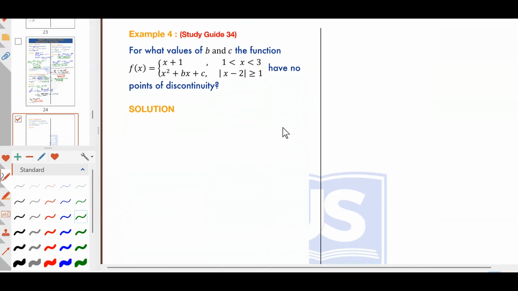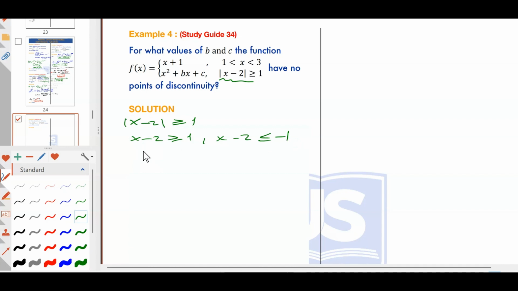So how are we going to solve this? First of all, as you can see, there's an absolute value. We should get rid of that absolute value first. How do you get rid of it? If the absolute value of x minus 2 is greater than or equal to 1, then the inside is either greater than or equal to 1 or less than or equal to negative 1. You switch the sign and change the sign on the other side.